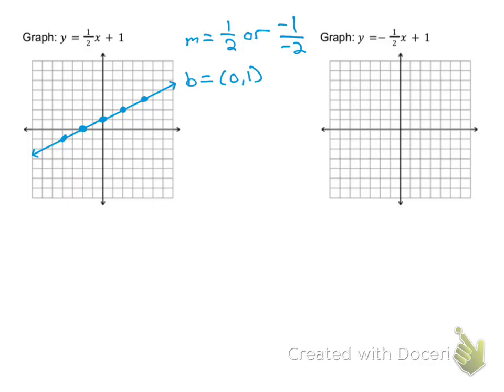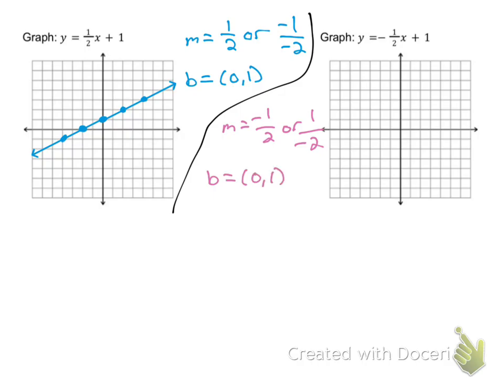Our second example here, what would be my slope? Negative 1/2. And what would be my y-intercept? 1. Okay. So our first step, we always plot our y-intercept first at 0, 1.